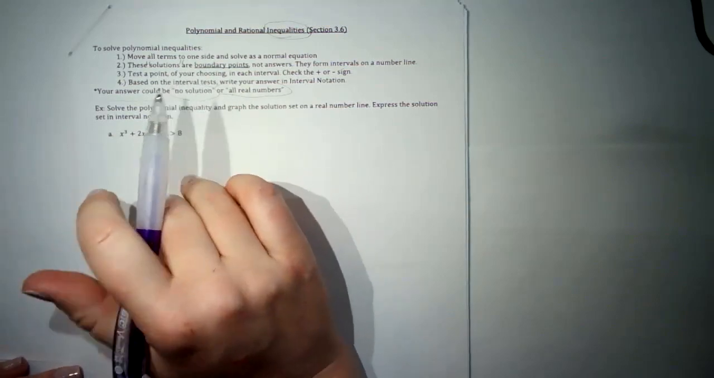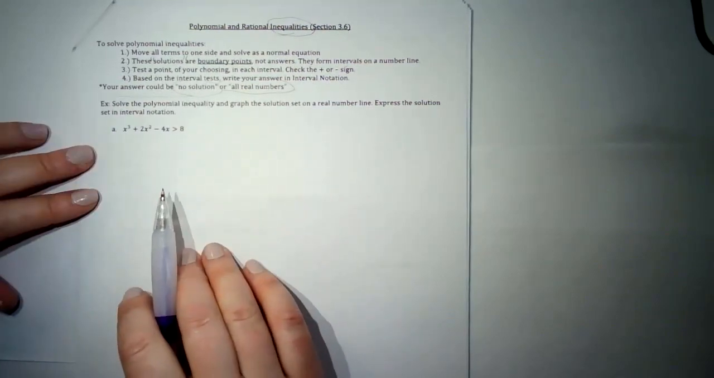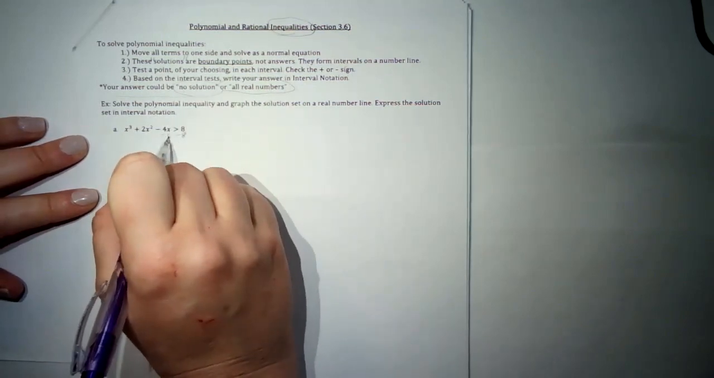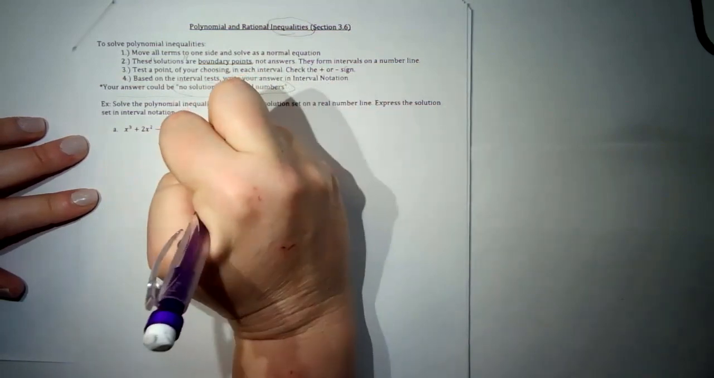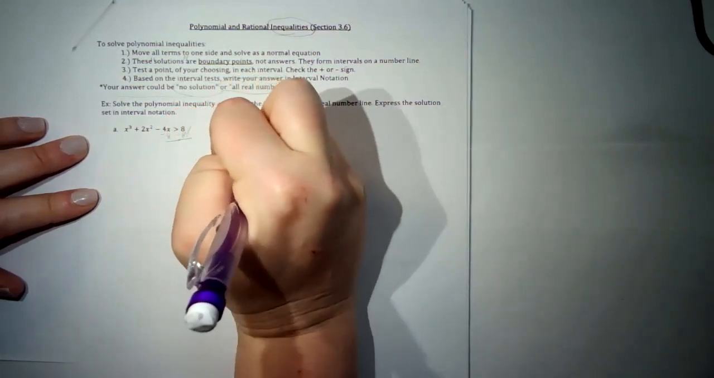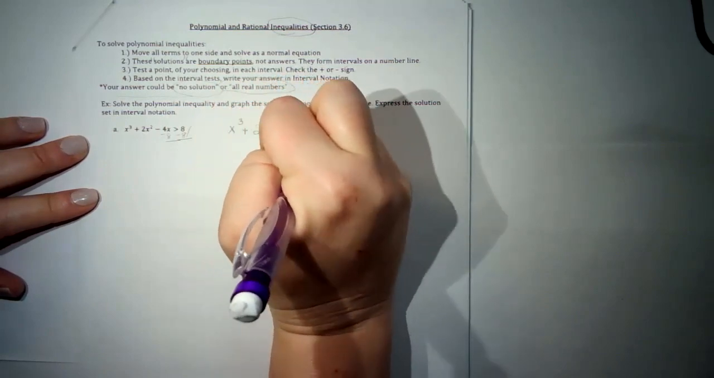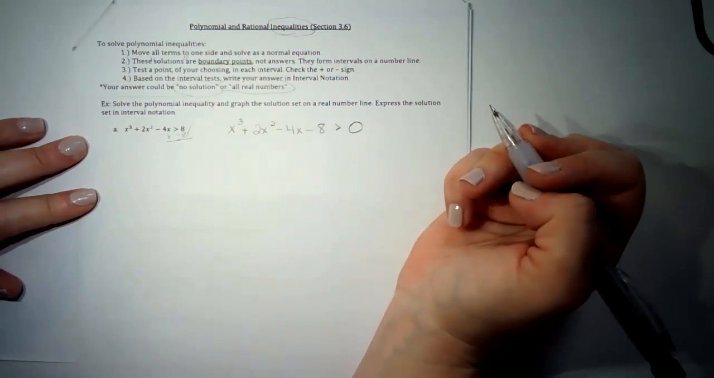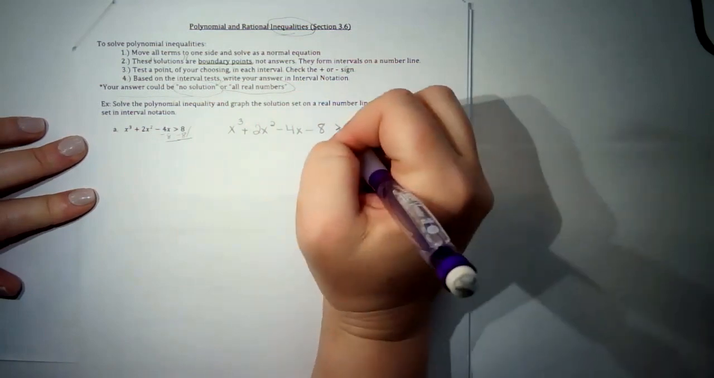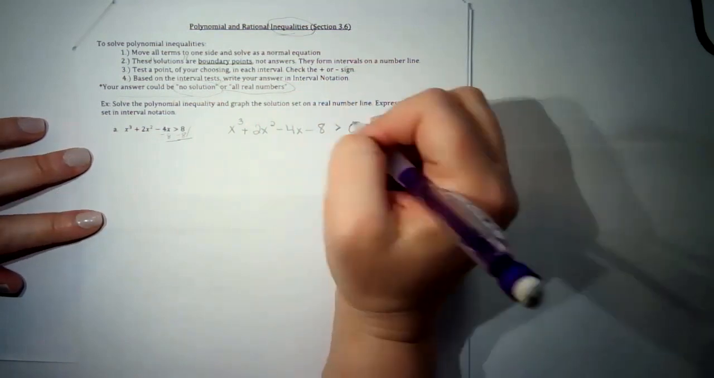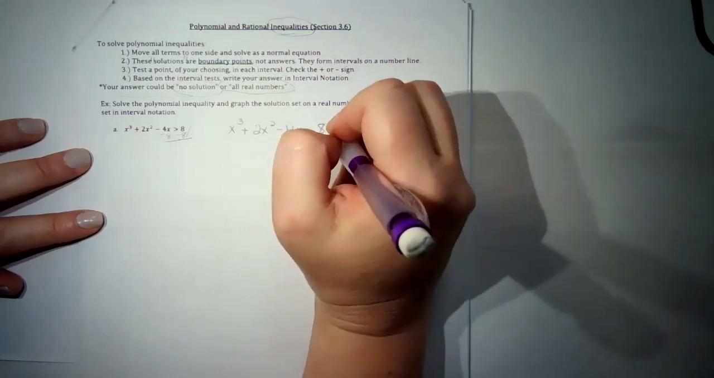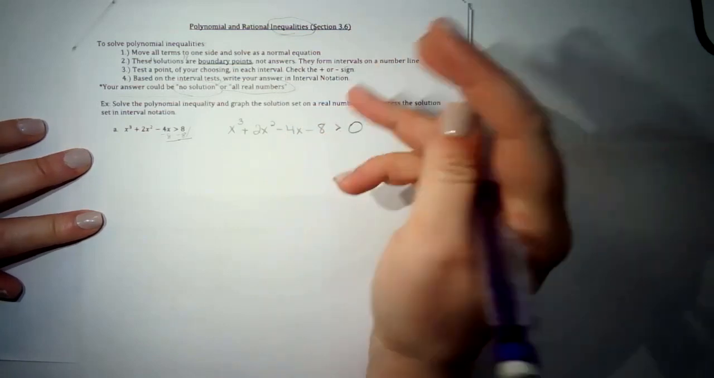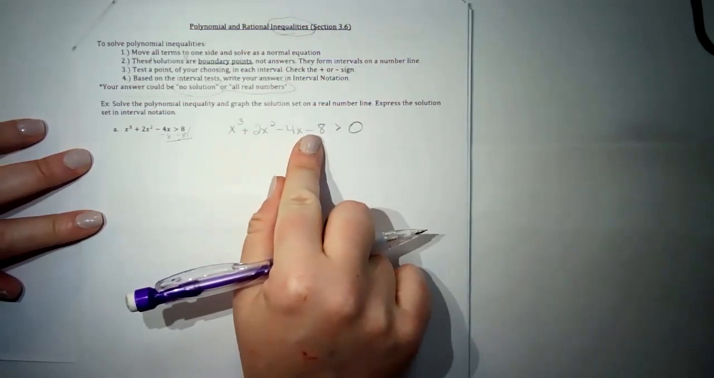Okay, so here we go. Let's try this little guy first. The first thing we're going to do is move everybody to one side. So I'm going to subtract 8 over to the other side. What I'm going to get is x cubed plus 2x squared minus 4x minus 8, which gives me a 0 on the right. That's pretty easy, right? I'm just moving everybody over. Now, I know that it is an inequality sign, but we're just going to pretend it's an equal sign, and we're going to solve this. So let's see if we remember how to solve things.